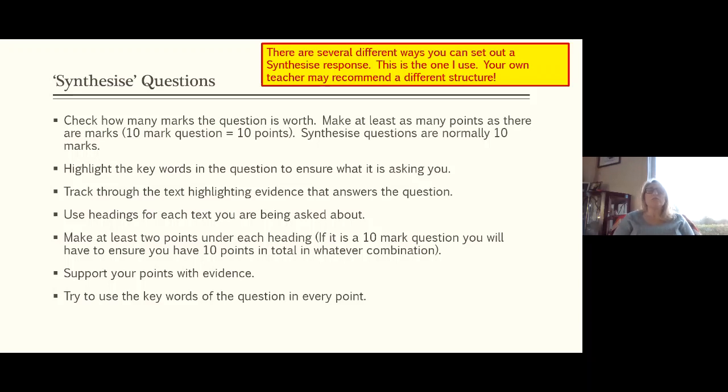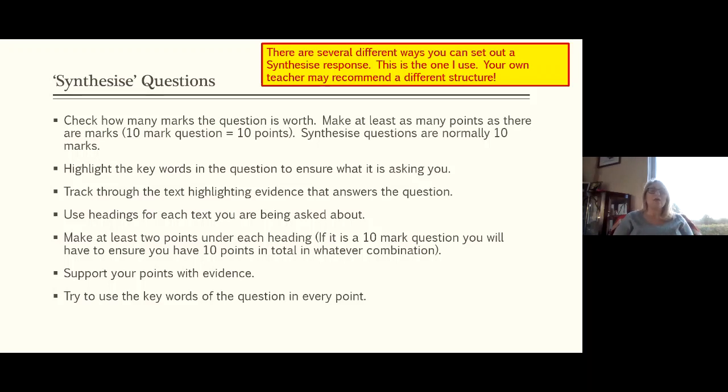Now, what I ask my students to do is use headings for each text you're being asked about, and make at least 2 points under each heading. So if it's a 10-mark question, which it generally is, you'll have to ensure you have 10 points in total in whatever combination. So say, for example, you have text A and text B.